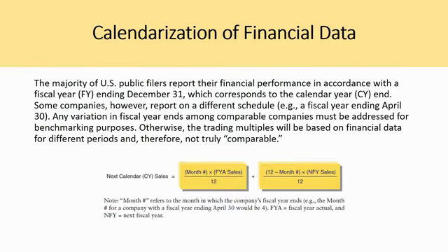Okay, another thing, calendarization of financial data. The majority of U.S. public filers report their financial performance in accordance with a fiscal year ending December 31st, which corresponds to the calendar year end. Some companies, however, report on a different schedule, maybe fiscal years ending April 30th. Any variation in fiscal year ends among comparable companies must be addressed for benchmarking purposes. Otherwise, the trading multiples will be based on financial data for different periods and therefore not truly comparable.